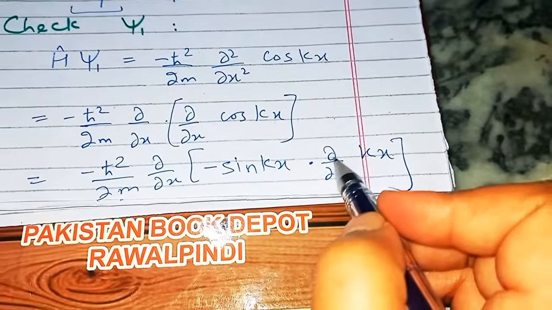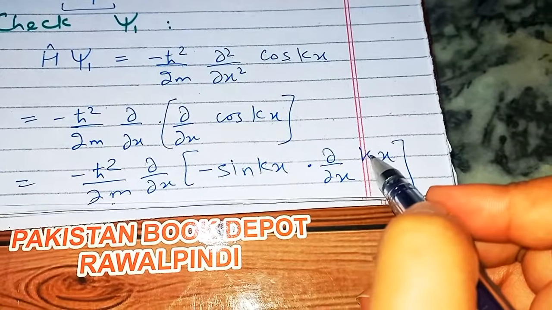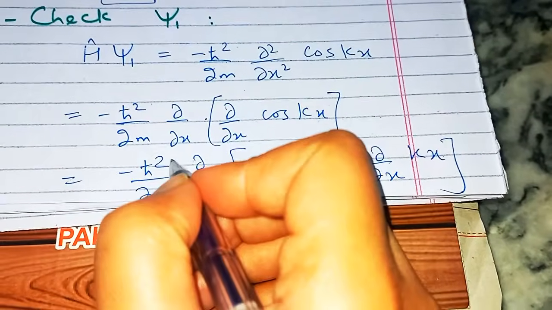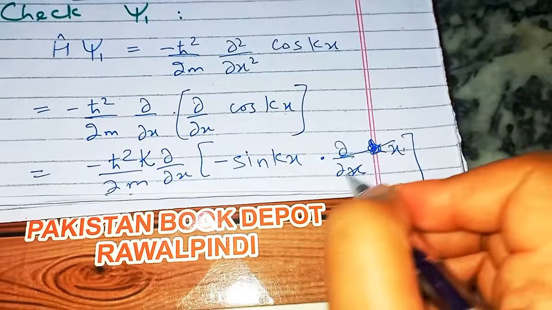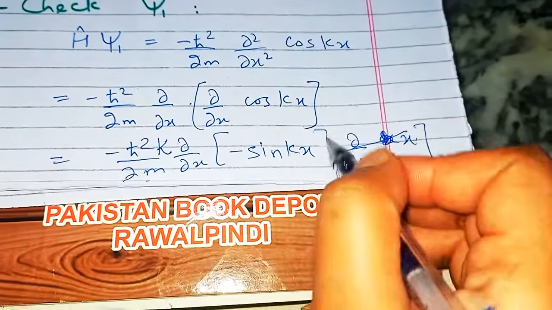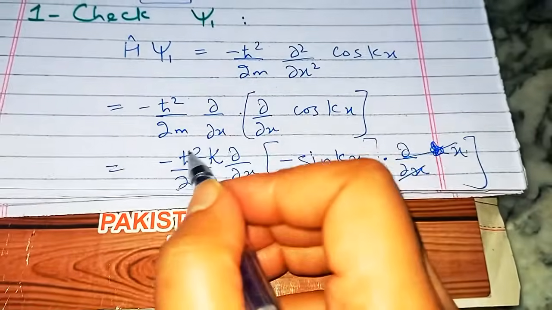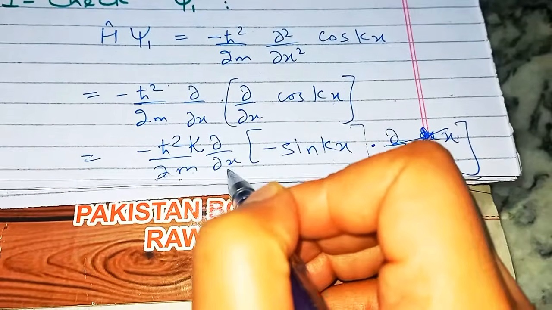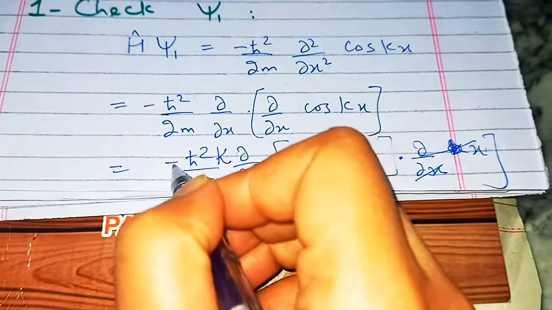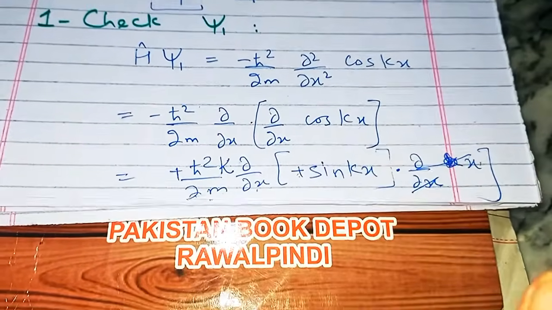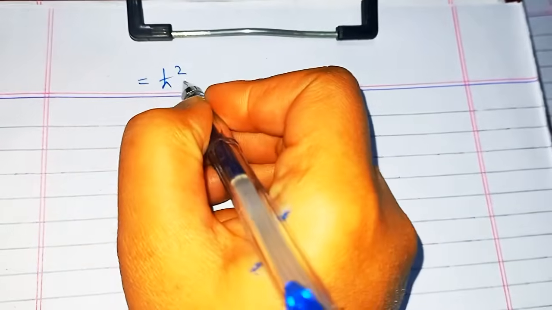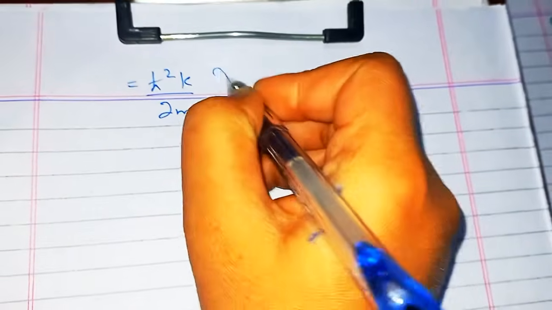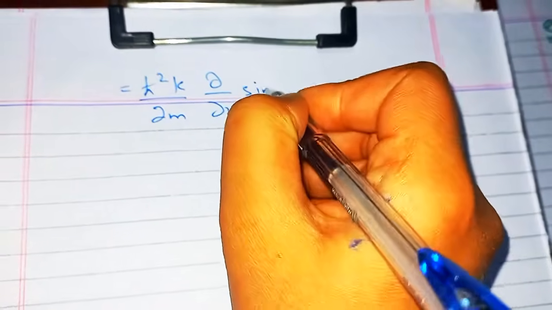And here, when we find the derivative of kx, k is a constant. It will come outside, and partial x by partial x is 1. So we are left with minus sin kx, and it's minus h square k by 2m partial by partial x of minus sin kx. This minus and this minus cancel out, and we are left with plus. Minus minus is plus. So let us find the other derivative now. It's h square k by 2m partial by partial x on sin kx.